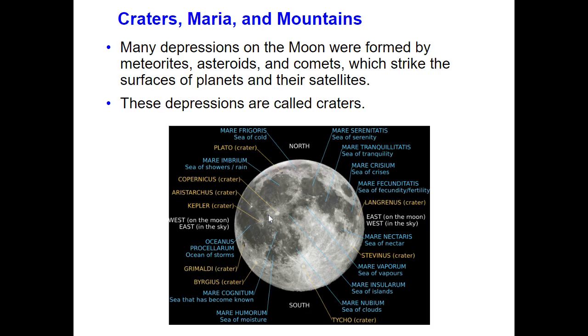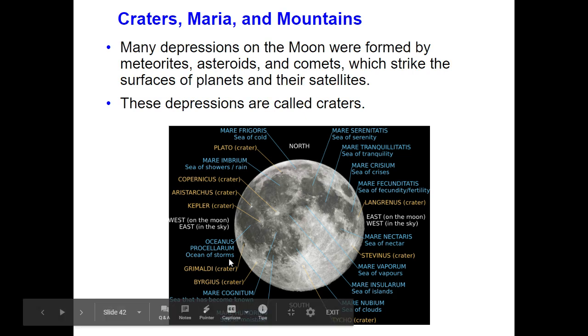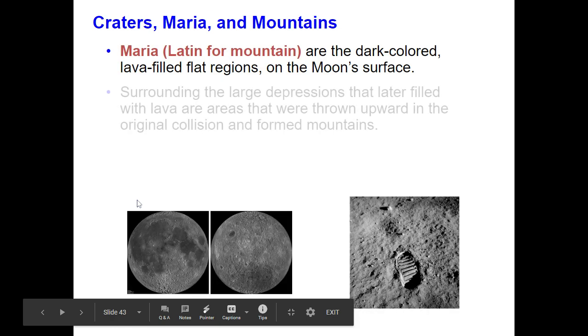All right, so the moon is made up of different particles, mostly the same particles that we see on Earth. Many depressions on the moon were formed by meteorites, asteroids, and comets that strike it. It does not have an atmosphere, unlike our Earth's thin atmosphere. Thus, it is easy for asteroids to crater on it. These depressions are called craters.